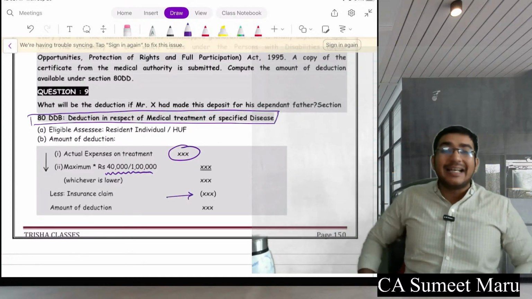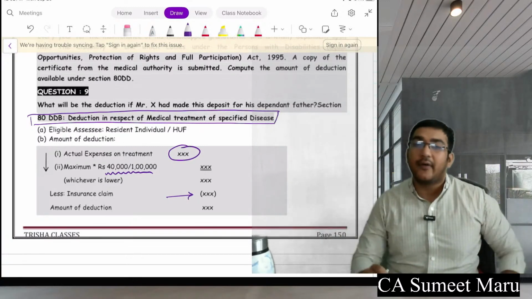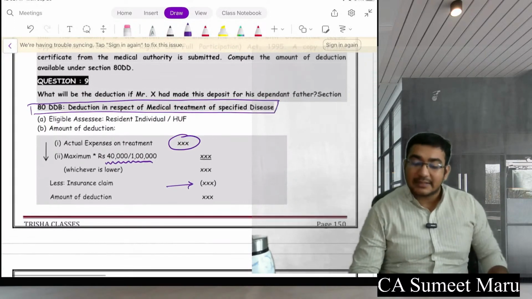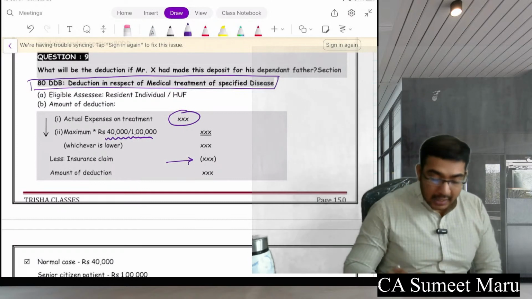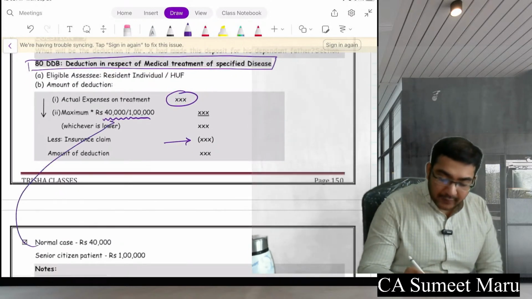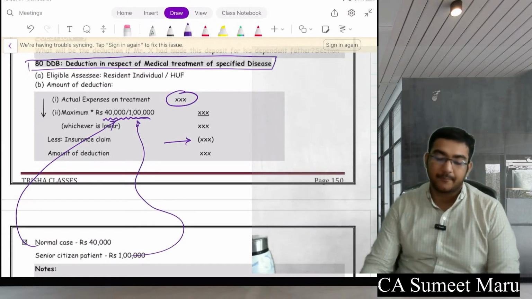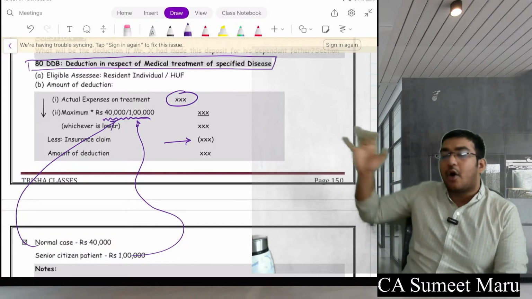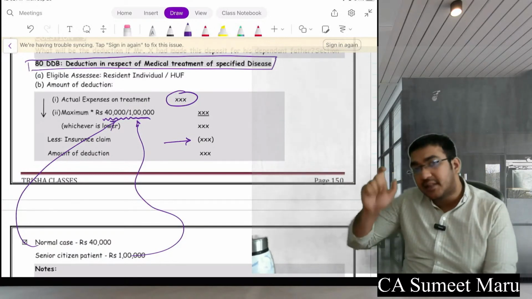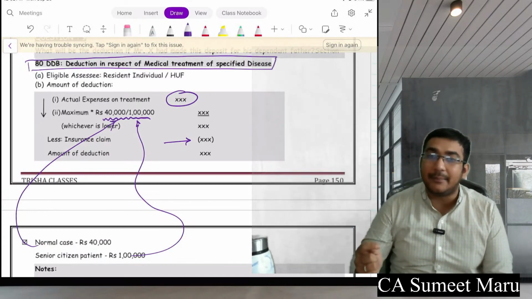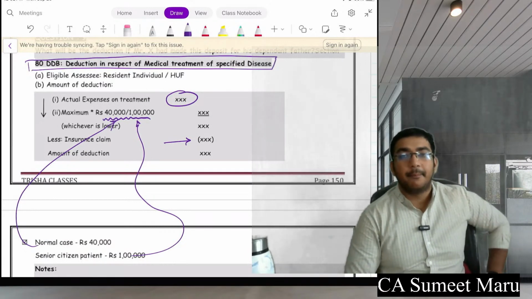Say I spent 10 lakh rupees, but what would the deduction be? 40,000 or 1 lakh, and from that I will subtract any insurance claim I have received. And remember, if it is a normal case, then it is 40,000; if the patient is a senior citizen, then 1 lakh rupees is the deduction. So whatever amount you spent, or 40,000 or 1 lakh, whichever is lower is your deduction, and from this deduction you will subtract the medical claim if you receive any, and the balance would be available as a deduction under section 80DDB to you.